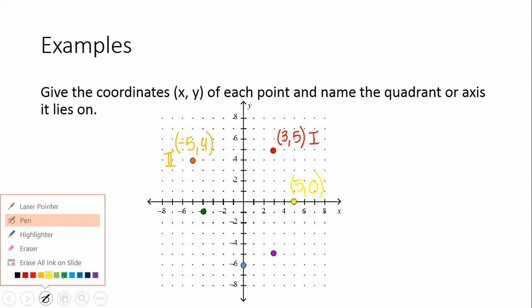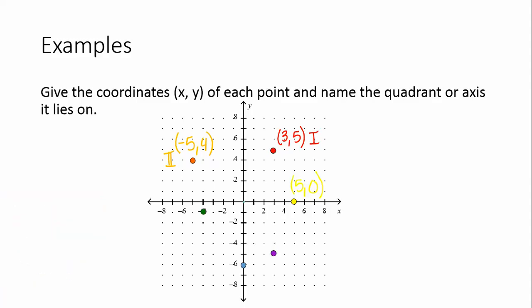Now we have the green point. Starting at the origin, we go -4 in the x direction. I know it's kind of hard to see, and down 1. So it's -4, -1. And down here is quadrant 3.